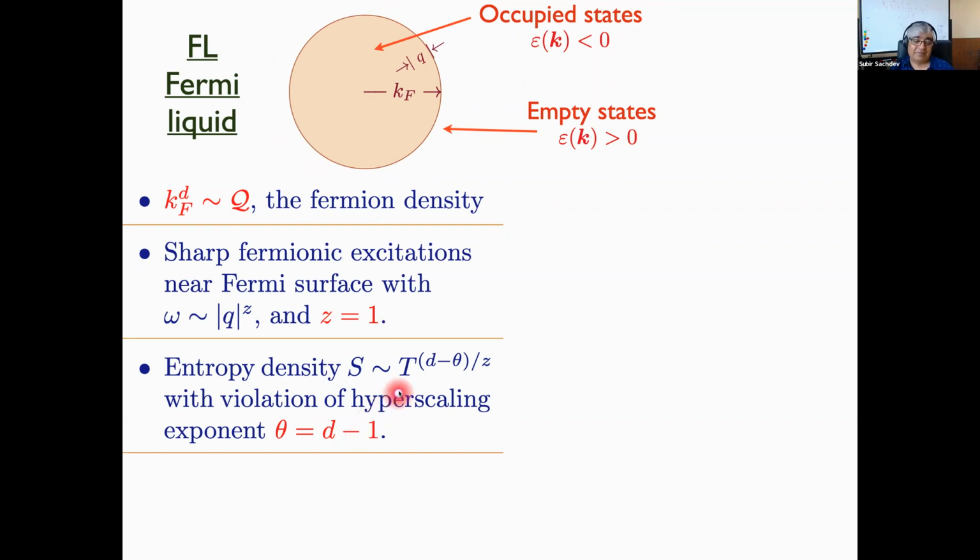And now in a standard conformal field theory, you'd say the entropy is T to the power D over Z. But here it doesn't work. There's some violation of hyperscaling. So it just goes linear in temperature. Okay, let me just not worry about that.